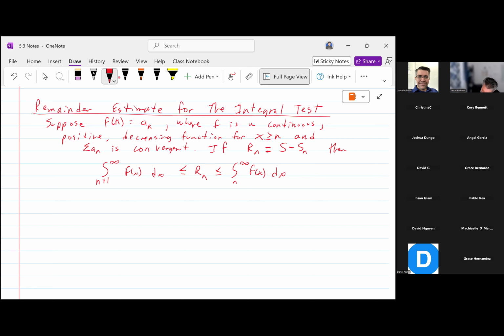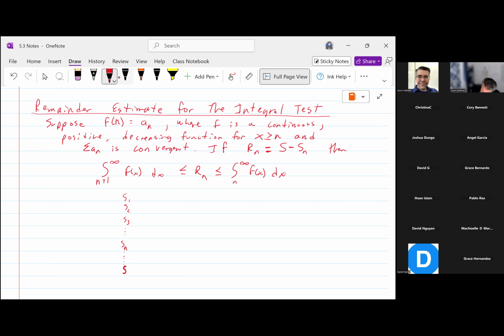Okay, so if we have our partial sums, we have S1, S2, S3, all the way to S sub n, and then there's going to be some extra after S sub n. And eventually, as this goes to infinity, we're going to hit some S. It's going to converge to some S.